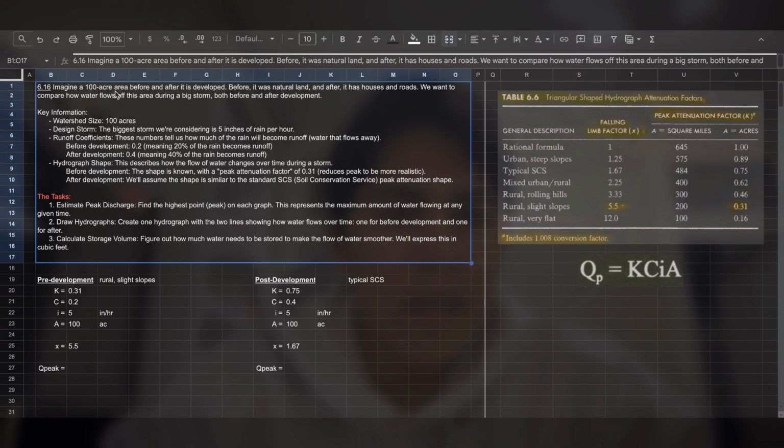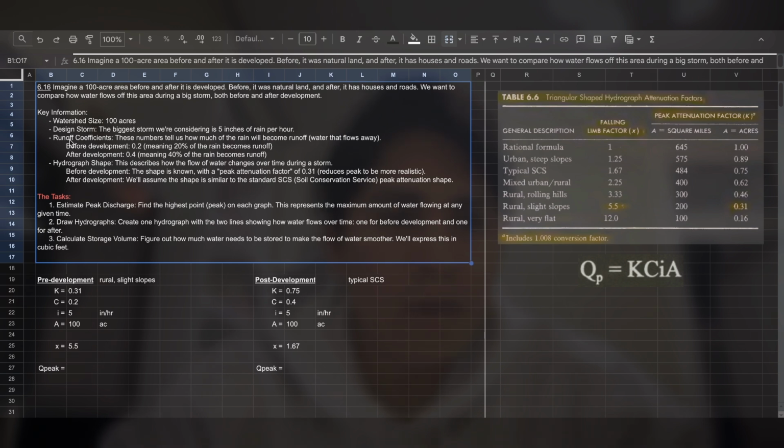Imagine a 100-acre area before and after it is developed. Before it was natural land, and after it has houses and roads. We want to compare how water flows off this area during a big storm, both before and after development. Key information. The watershed size is 100 acres. The design storm, the biggest storm we are considering, is 5 inches of rain per hour. This is our intensity, 5 inches per hour.